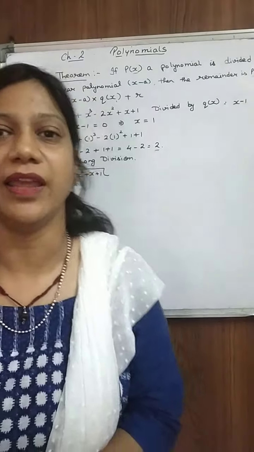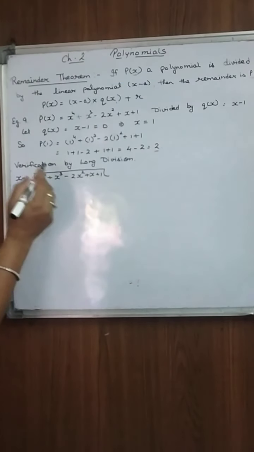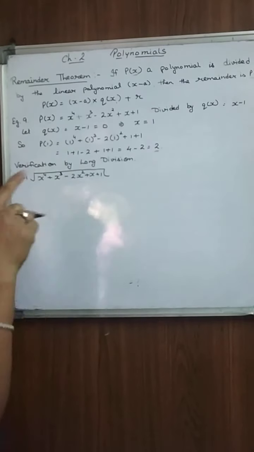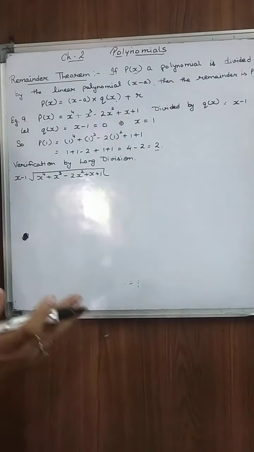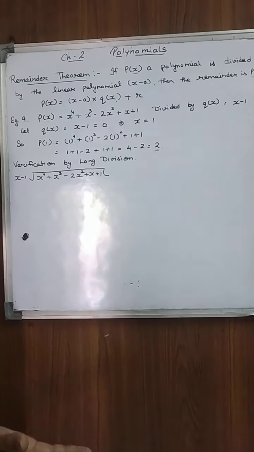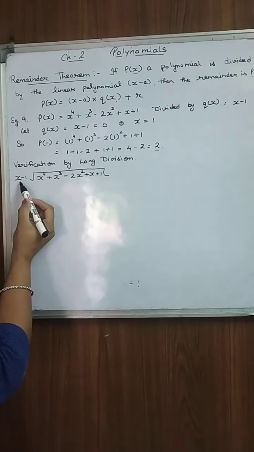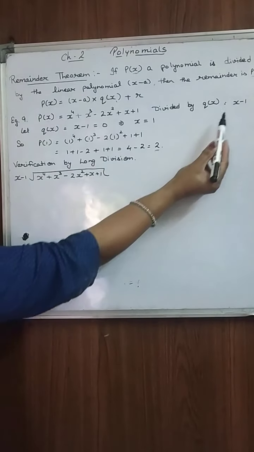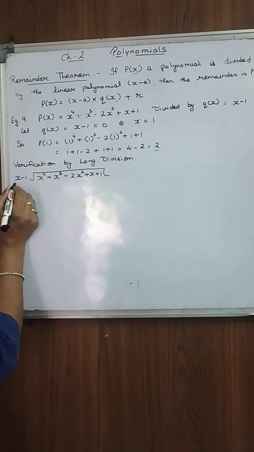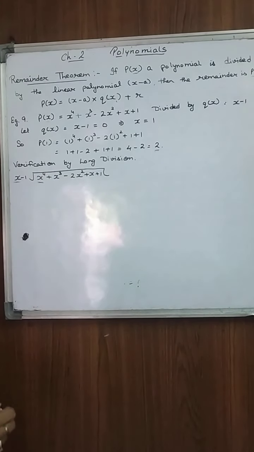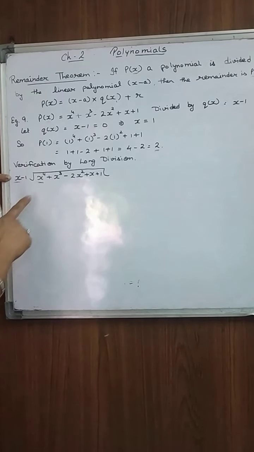How to trust it? Let's verify this by long division. All of you concentrate on how to do the long division. Sometimes you get questions based only on long division. We have to divide by x minus 1. We have to make the power of this x equal to this first term, x power 4. How is it possible? If we multiply x with x power 3.